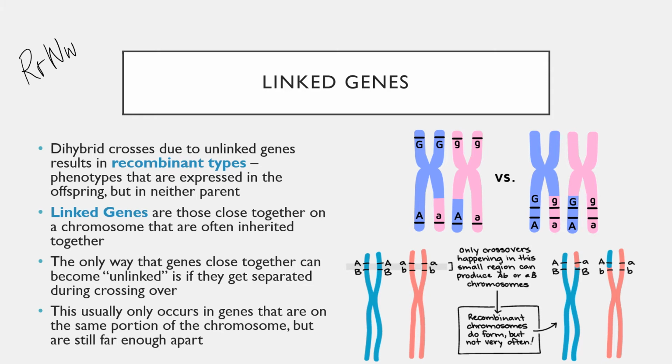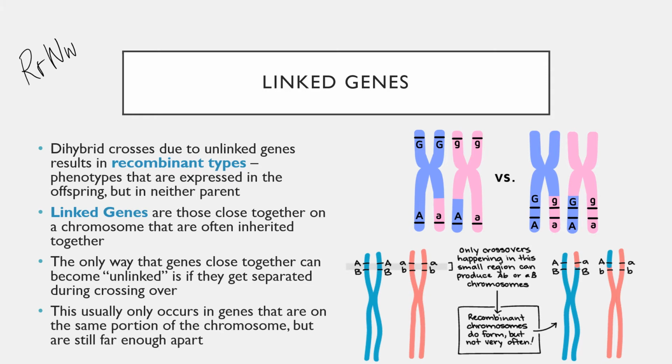So with those dihybrid crosses, they're due to unlinked genes, genes that are not always seemingly stuck together. And they result in something called recombinant types. These are phenotypes that are expressed in offspring that you can't see in the parents. So if you take a round and green pea and you mix it with a wrinkled yellow pea, you can end up with a wrinkled green pea. Neither parent had that phenotype, but it is expressed as a recombinant type in the offspring.